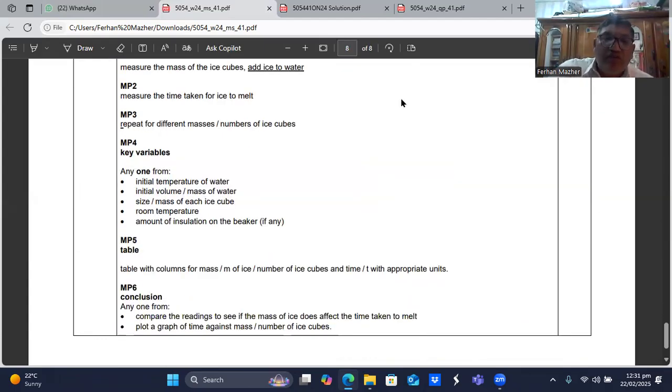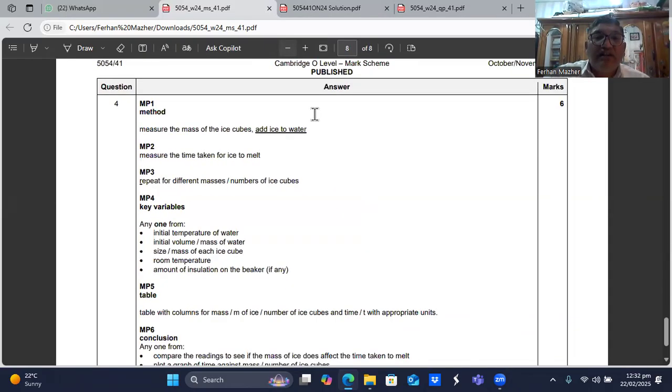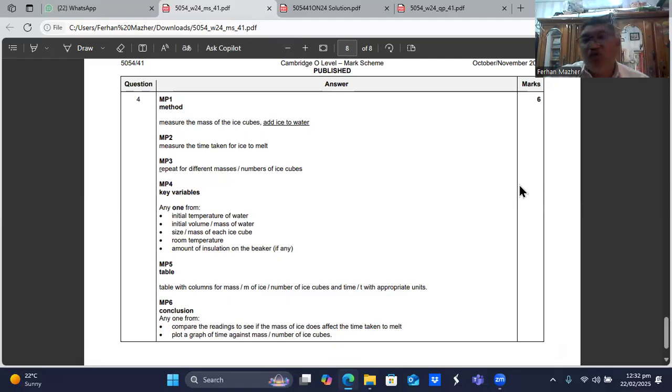The table you will draw with the columns of mass of the ice cubes, or you can write the number of ice cubes, and the time taken for those ice cubes to melt. So for the conclusion, the marking scheme says that anyone from: compare the readings to see if the mass of the ice cubes does affect the time taken to melt, or plot a graph of the time against the mass or the number of ice cubes. So this is what the marking scheme is saying. You can pause the video and check what the marking scheme says.